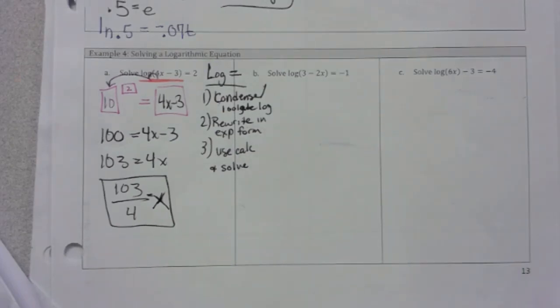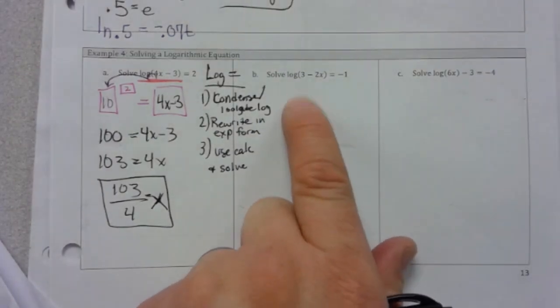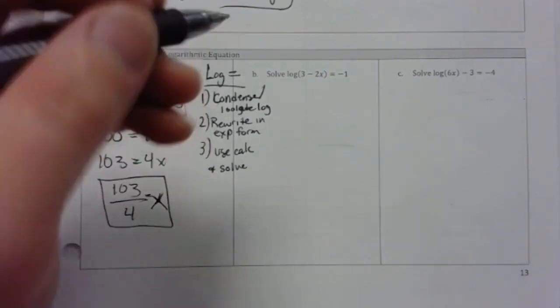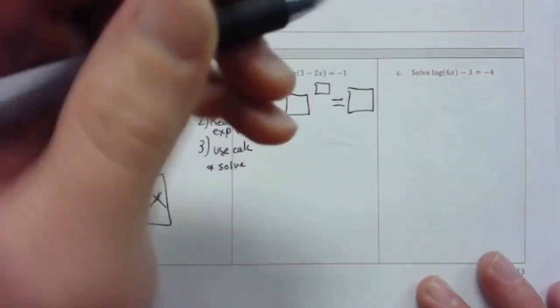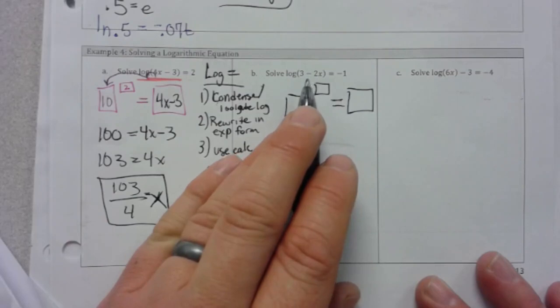Maybe. Just 0.1. Or 1/10, 1 over 10, equals 3 minus 2x. Subtract 3. Divide by negative 2.